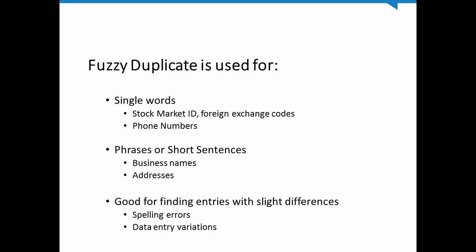Fuzzy duplicate is good for comparing fields that contain single words, such as a stock market ID or foreign exchange codes, as well as character strings where the sequence is important, such as a phone number with national code and an area or regional code, as well as the local number. It's also good for comparing phrases or short sentences where word order is important, such as a business name or an address. In practical terms, it means that this tool can help identify entries with slight differences, such as a spelling error or variations introduced during data entry.